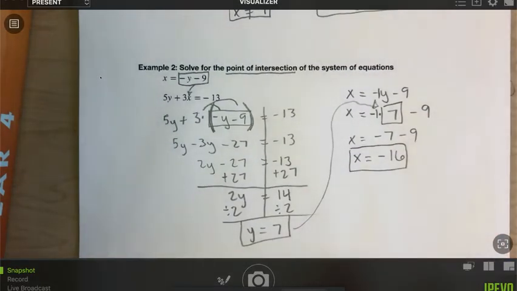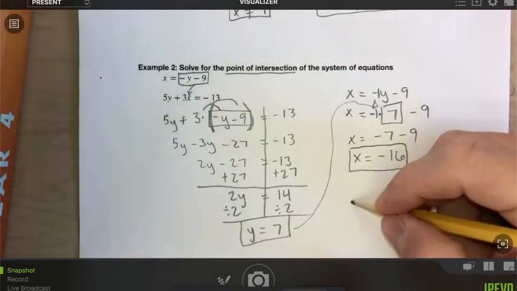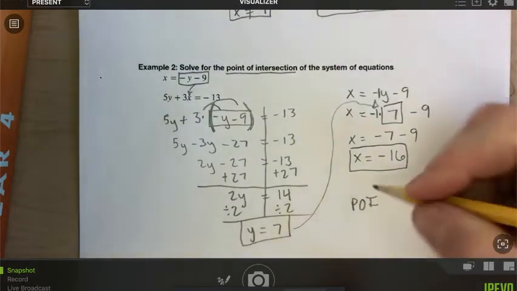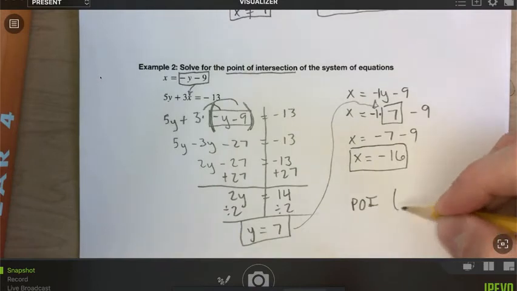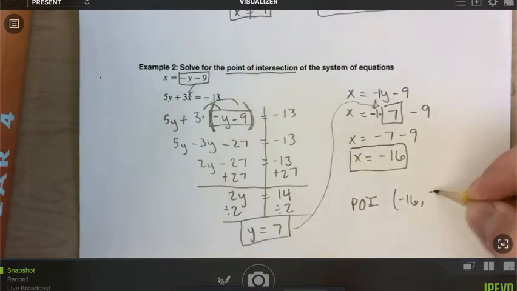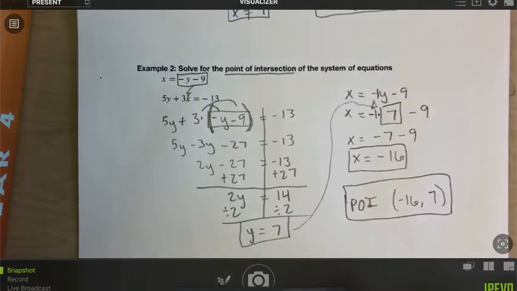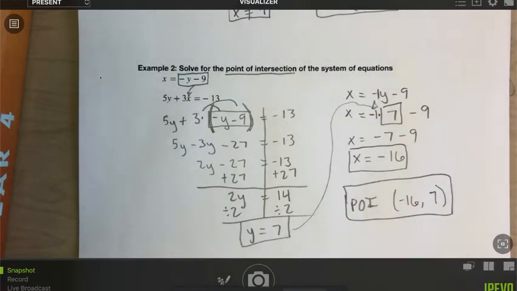And there you have it. But be careful when you write this. Notice how I solve for y first and then x. So just remember when you're writing your point of intersection, make sure your x value is always being listed first and your y value second. And once again, there you go. There's a point of intersection.